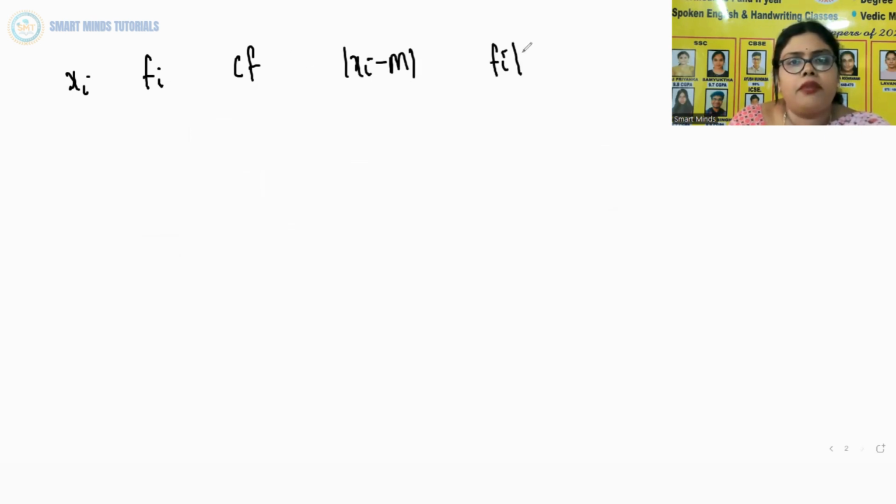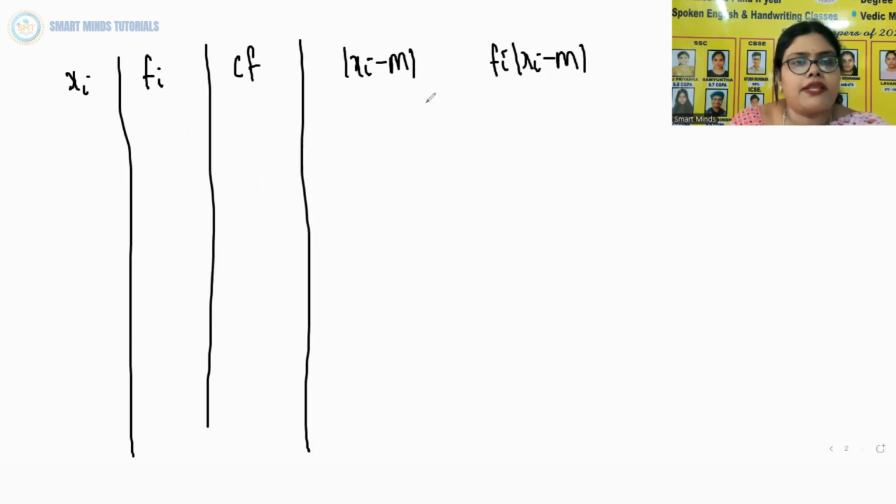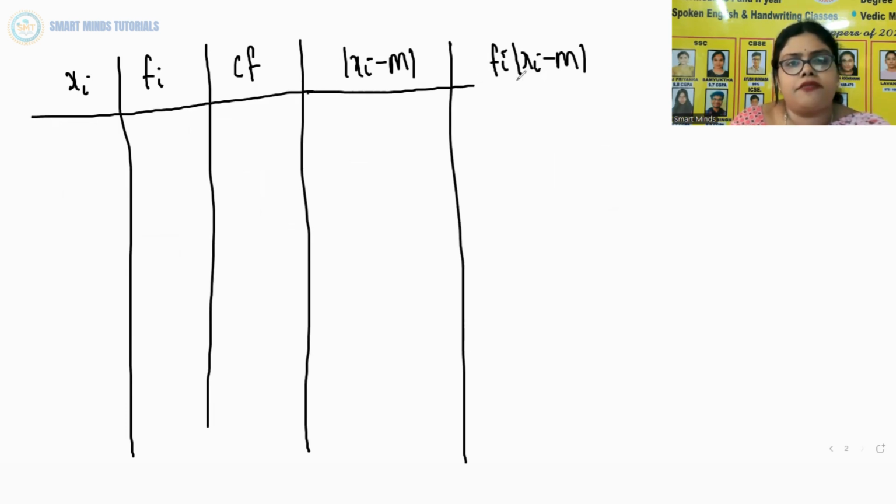Now we will write the table in vertical form: Xi, Fi. Whenever median is given, we need to find out CF, cumulative frequency. After CF, we write mod Xi minus M and then Fi mod Xi minus M. In mean deviation about mean, we take Fi Xi, and whenever median is asked, we take CF. CF is cumulative frequency. So first let us copy the given data.